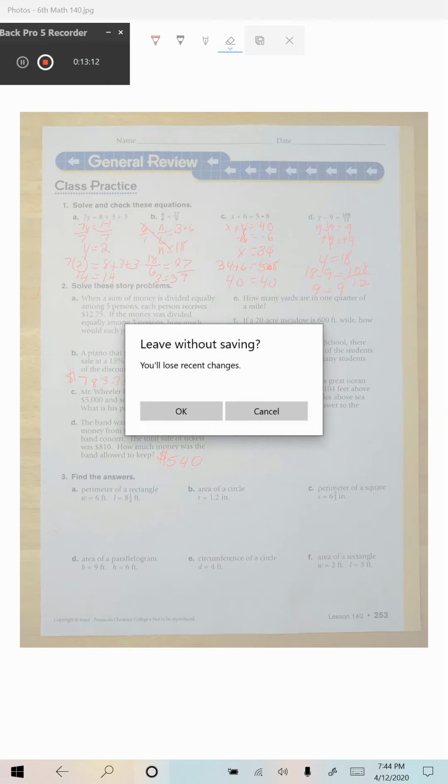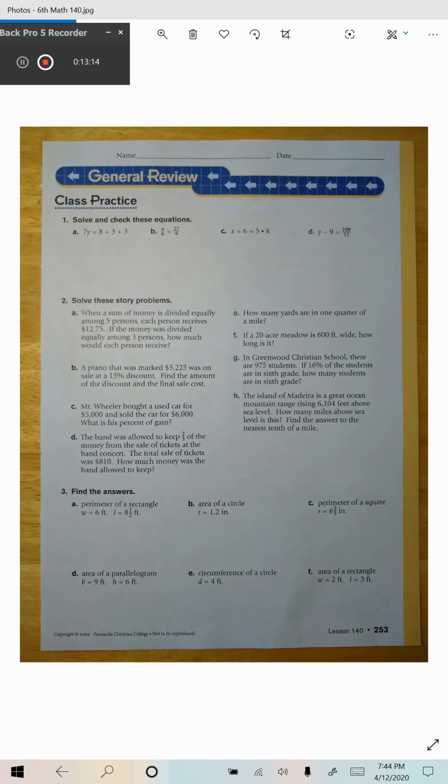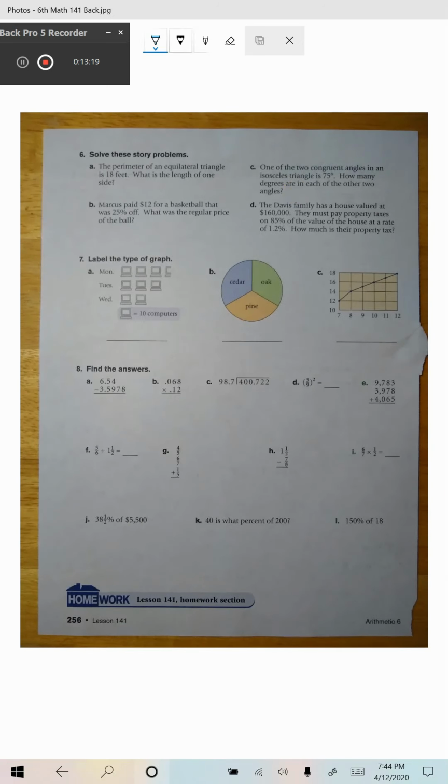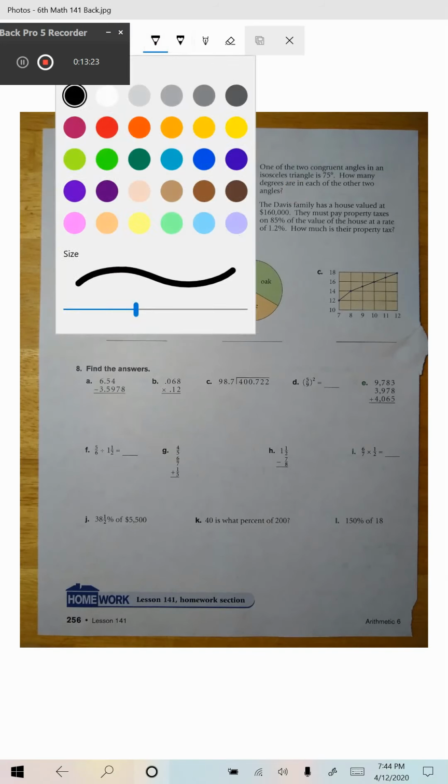Let me go to the back. Let me work these story problems with you, and then we'll be done. Oh, I'm using red these days, aren't I?